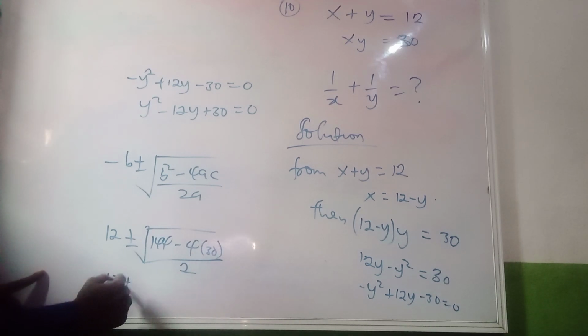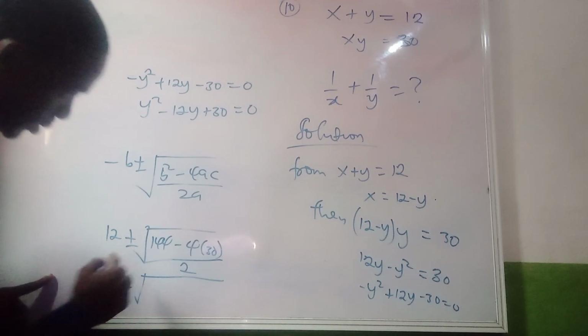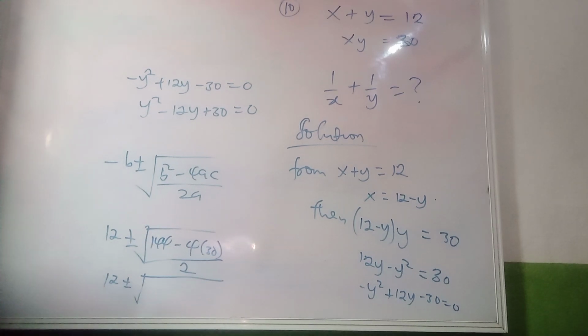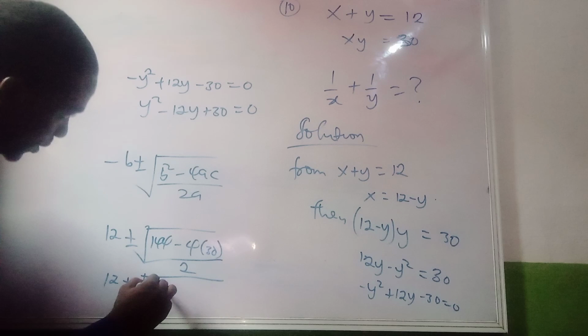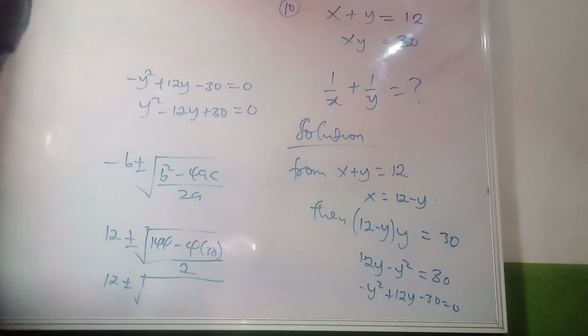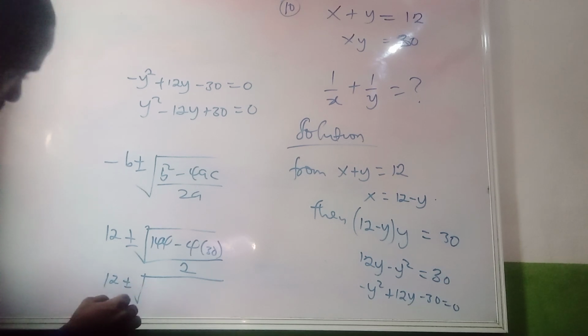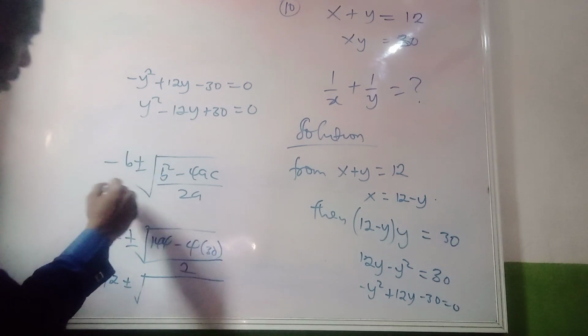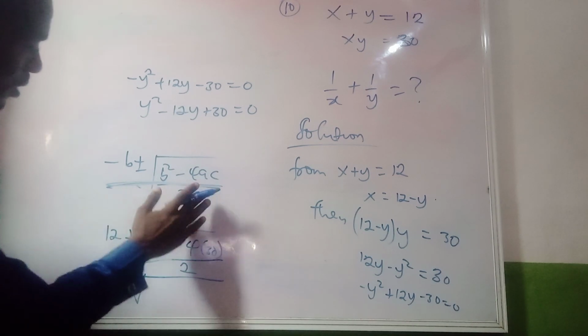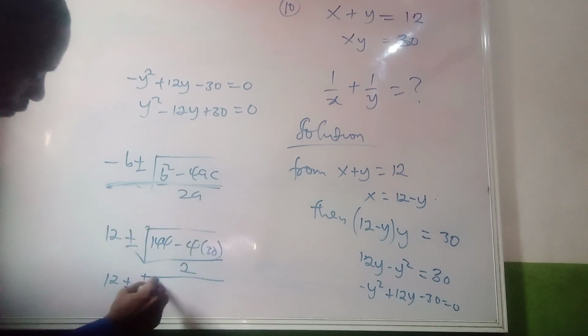We have 12 plus or minus the square root of 4 times this, that's 120. 4 times 30 gives me 120. Take away: 144 take away 120 gives me 24. 24 divided by 2, it gives me 12. No, not really. Not really divided by 2. It gives me 24.